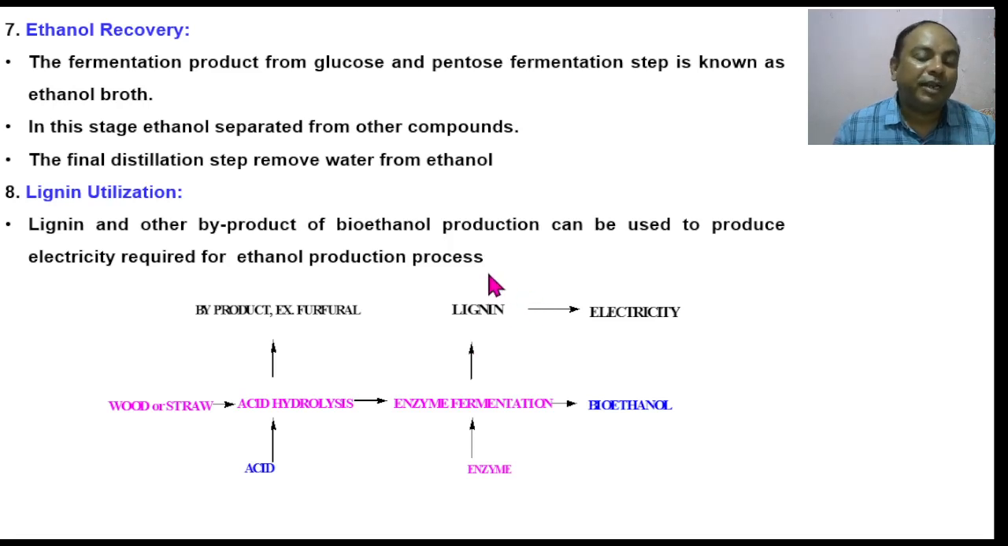The electricity generated by such a means can be used for running the plant meant for the production of ethanol. So they may require electricity, and that electricity can be used for running those plants which are producing the ethanol.